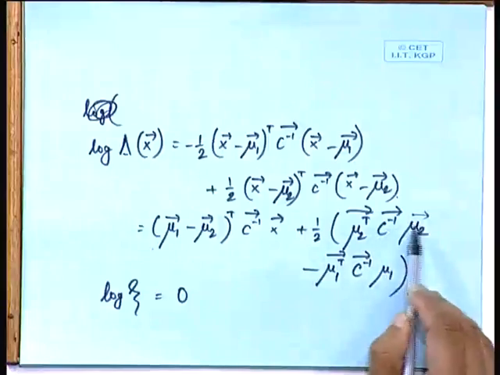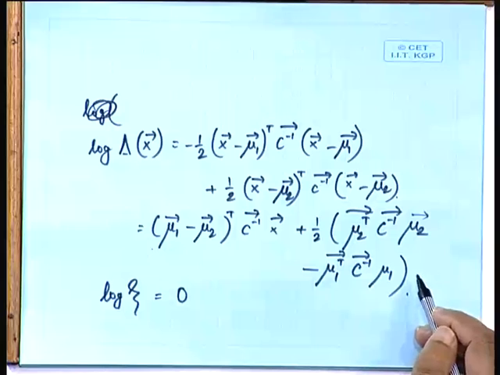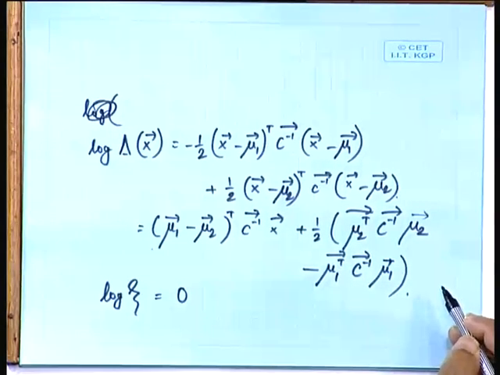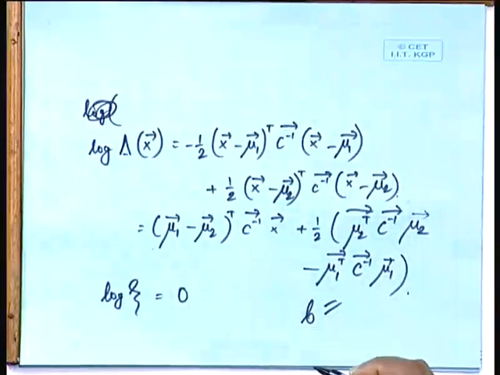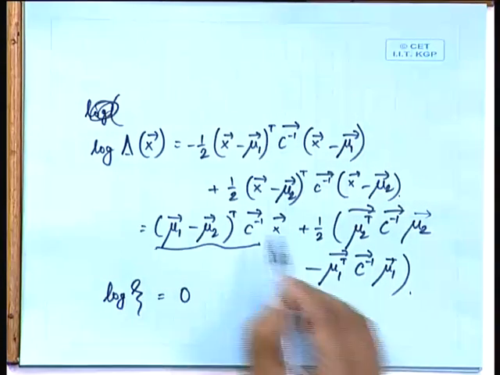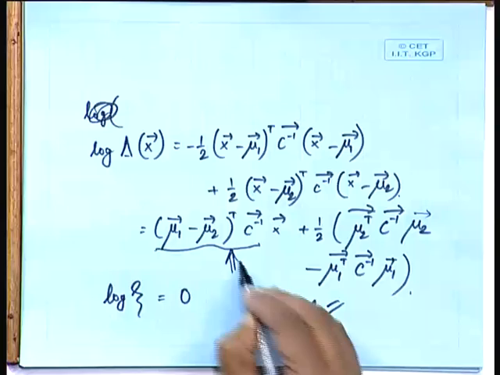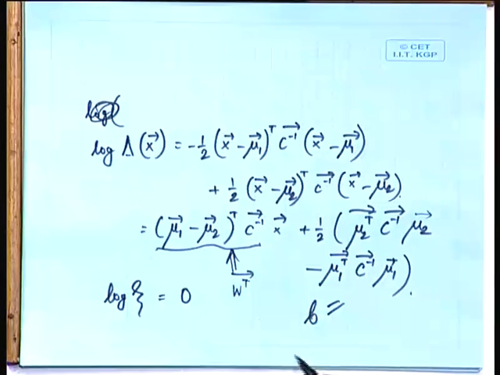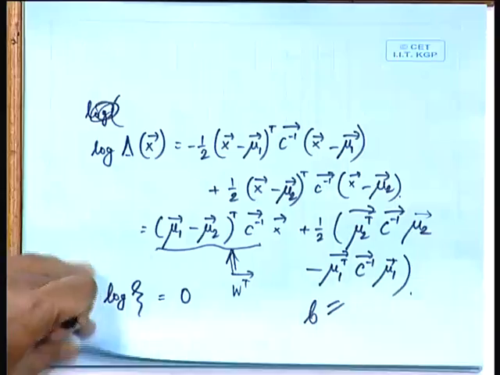So, the term that is independent of x, that means to say this mu 2 C inverse mu 2 minus mu 1 transpose C inverse mu 1, this term that we have got is independent of x, and you could imagine that this is like the bias. This can be substituted for the bias b, and if we now substitute this for the W transpose, in that case what is the expression that we are getting?